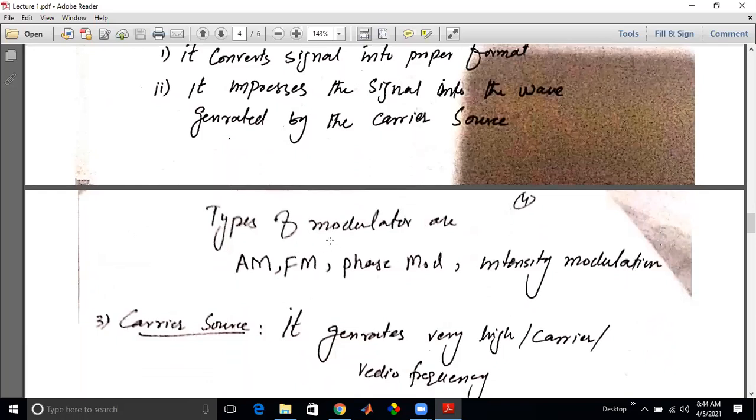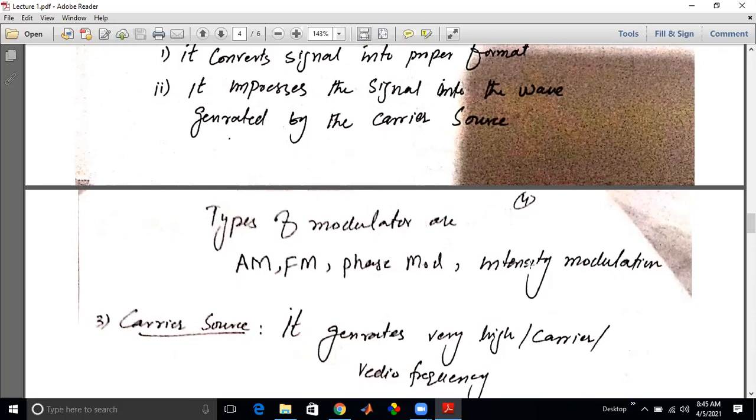There are some types of modulation used in communication, which is AM. By AM we mean amplitude modulation. And what is amplitude modulation? When the amplitude of the carrier signal varies with respect to the message signal, it is called amplitude modulation. And when the frequency of the carrier signal is changed with respect to the message signal, this is called frequency modulation. And another is called phase modulation.